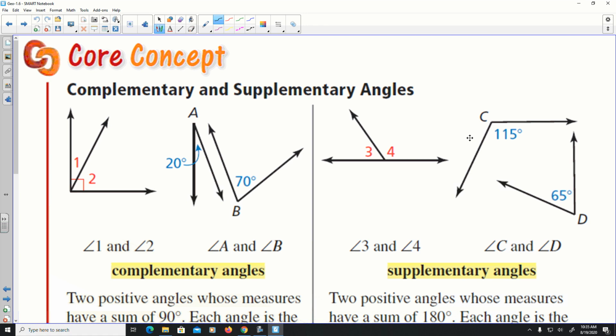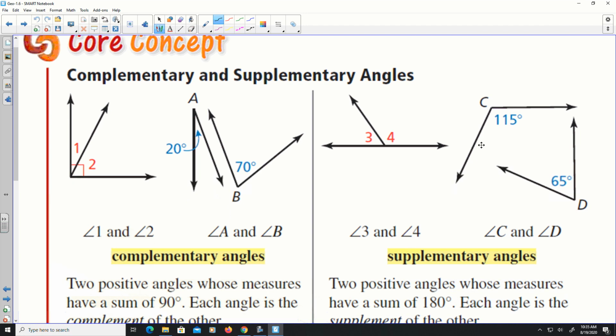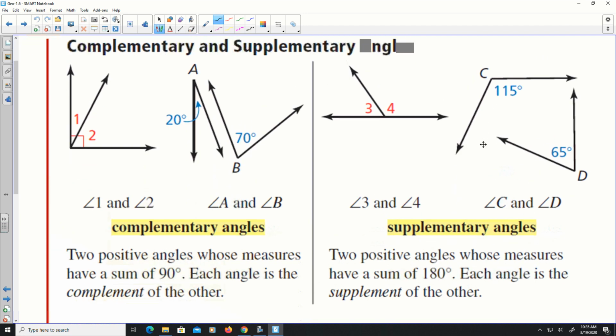Off the bat, we're going to be looking at complementary and supplementary angles. I believe this should be review, but we'll look at it for a bit. Complementary angles are any two angles whose sum is equal to 90 degrees. They can be angles that are connected by a common endpoint, or they can be two separate angles altogether. They just have to equal 90.